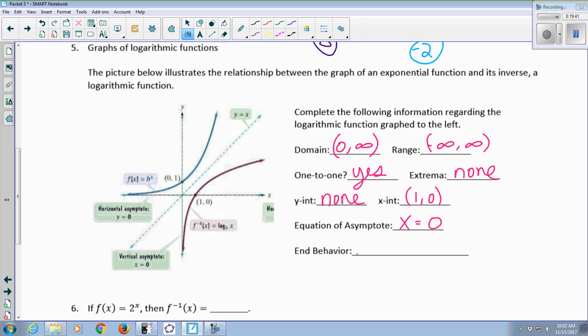And end behavior, we will say, as x approaches infinity, f of x approaches infinity. It grows as x goes to the right. And then as you move to the left, you can't pass the y-axis, so we could say as x approaches 0 from the right, as you approach the y-axis from the right, f of x approaches negative infinity.